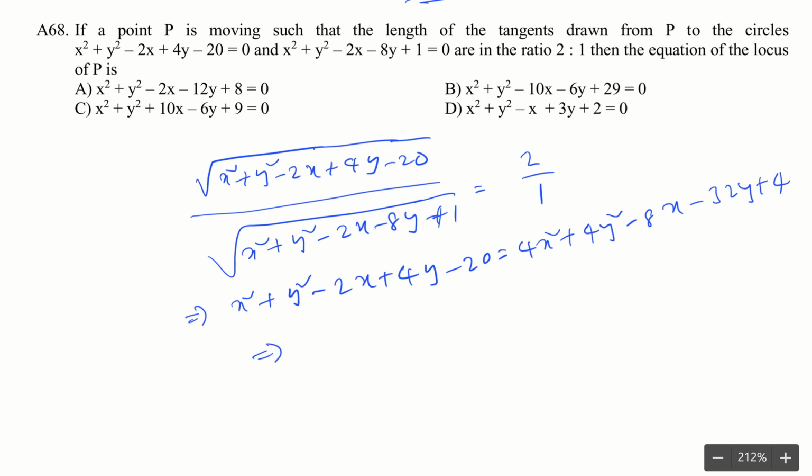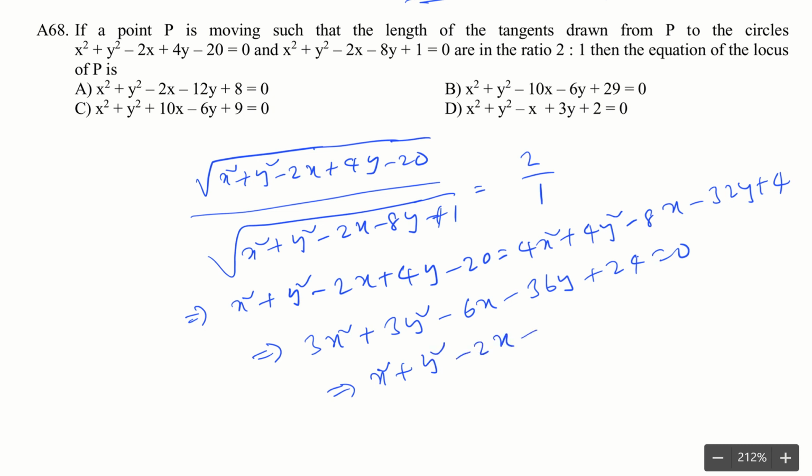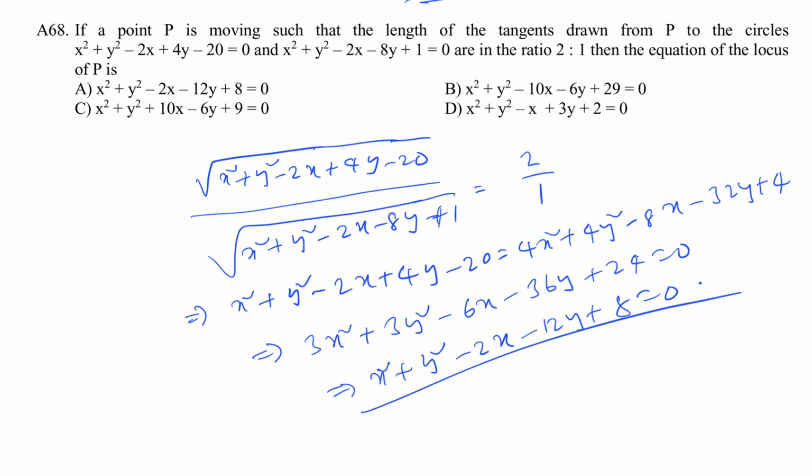Sending everything to that side, I have 3x square plus 3y square minus 6x minus 36y plus 24 equal to 0. Cancelling a 3 throughout, I have x square plus y square minus 2x minus 12y plus 8 equal to 0. Required locus. Let's go for the next problem.